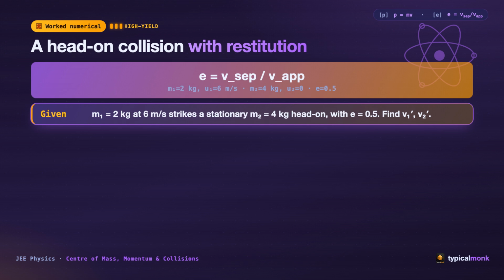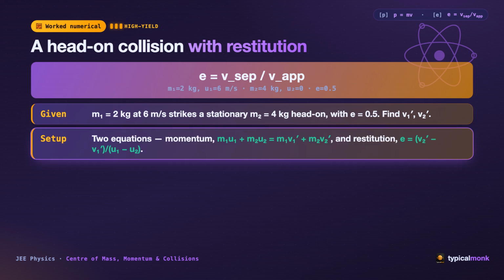Slowly, the monk's way. A ball of mass 2 kilograms, moving at 6 meters per second, strikes head-on a stationary ball of mass 4 kilograms. The coefficient of restitution is 0.5. Find the velocity of each ball after the collision. Step 1. Write down what's given. Mass 1 is 2 kilograms at 6 meters per second. Mass 2 is 4 kilograms at rest, and the coefficient of restitution e equals 0.5.